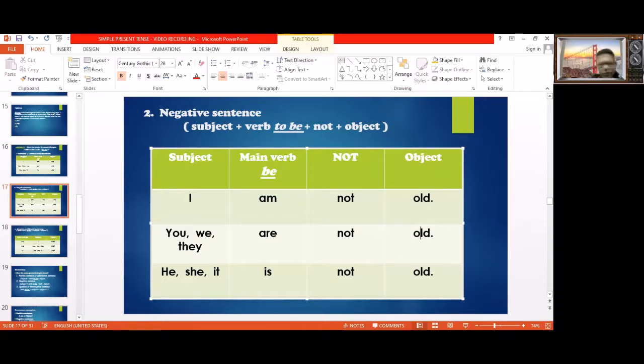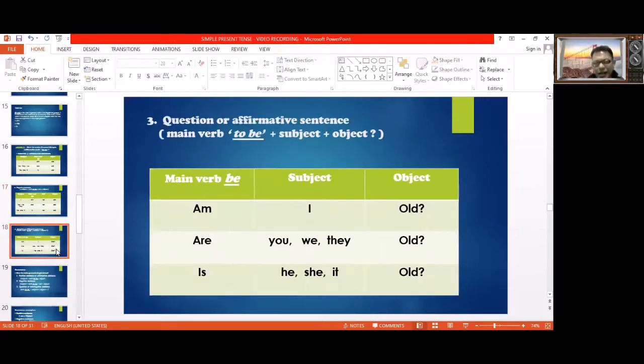So now let's move on to question, or, oh, it's not affirmative, interrogative. Sorry for that. Interrogative sentence. Okay, again, question or interrogative sentence. How do we make it into a question?